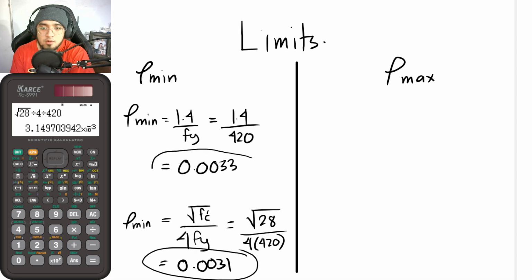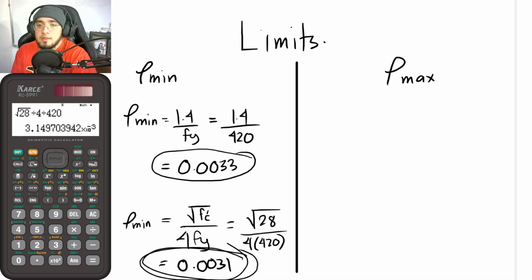That is 0.0033 and 0.0031, and always check. For example, let's say the raw actual is 0.004. Is it greater than 0.0033? Yes, of course. Is it greater than 0.0031? Yes, of course. Then that means the raw of 0.004 is within raw minimum.